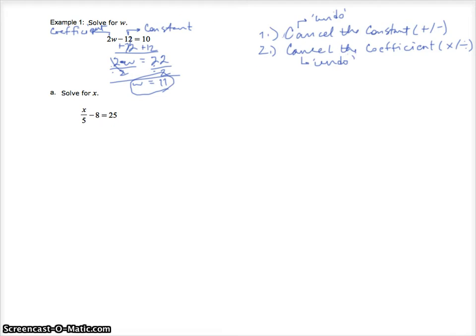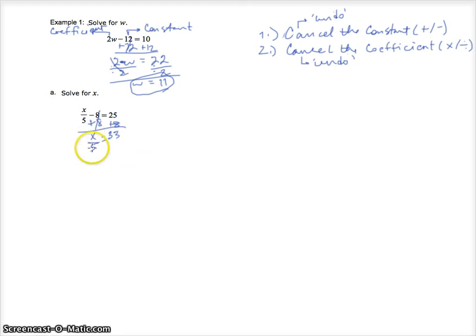Alright, let's look at the next example here. It says part A, solve for x, and here I have x divided by 5 minus 8 equals 25. Well, I have minus 8, so the first thing I want to do is cancel the constant. So I'm going to add 8 to both sides. 25 plus 8 is, excuse me, 33, equals x divided by 5.